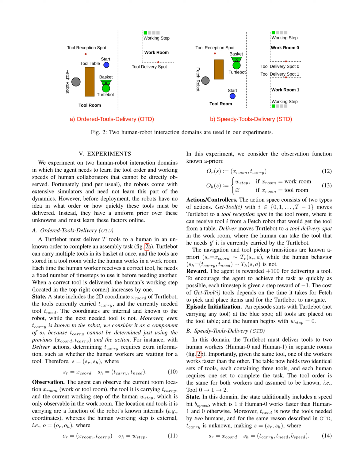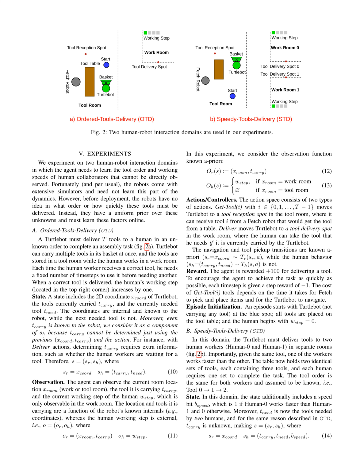Speedy tools delivery, STD. In this domain, the turtlebot must deliver tools to 2 human workers, human 0 and human 1, in separate rooms (Fig. 2b). Importantly, given the same tool, one of the workers works faster than the other. The table now holds 2 identical sets of tools, each containing 3 tools, and each human requires 1 set to complete the task. The tool order is the same for both workers and assumed to be known, i.e., tool 0, 1, 2.